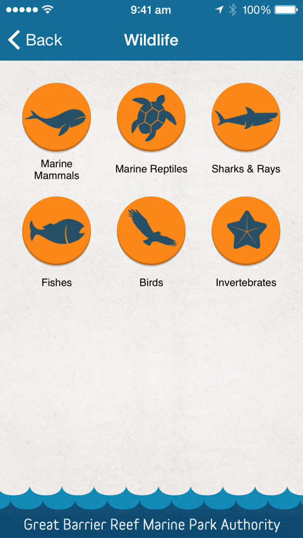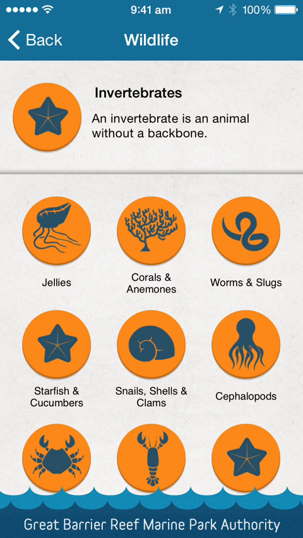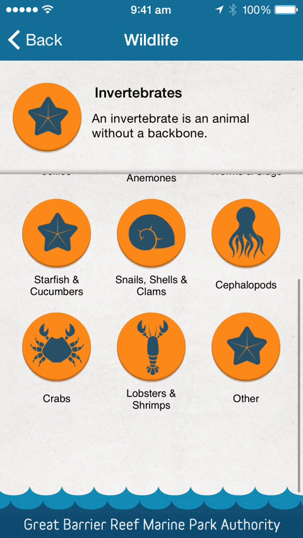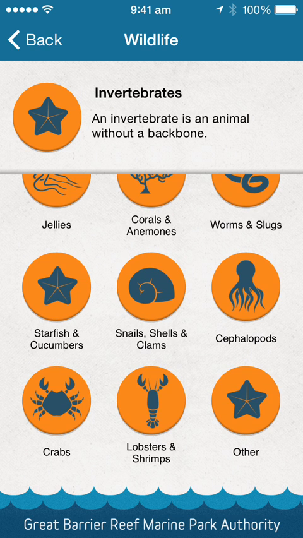There are over 200 species in the Sightings app, and there's always options to record other. Let's go and have a look at invertebrates. In the invertebrate list we have some pretty large groups, and we're going to make a recording of a starfish we saw out on the reef.